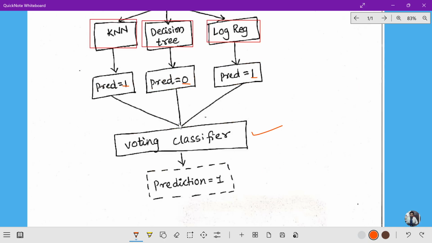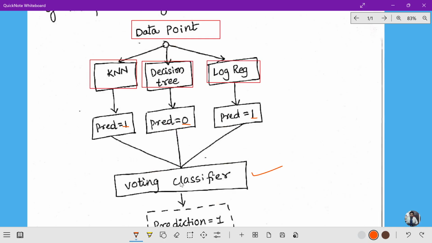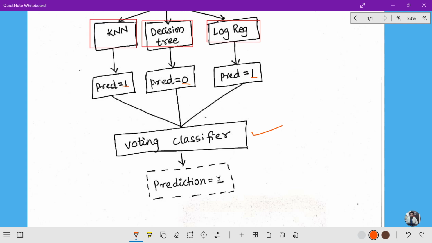Observe what happens here. The voting classifier takes all the predictions, 1, 0, 1, and selects the maximum. Here the prediction is 1, because the number of zeros is 1 and the number of ones is 2. Hence, the prediction is 1. This is what we call voting.